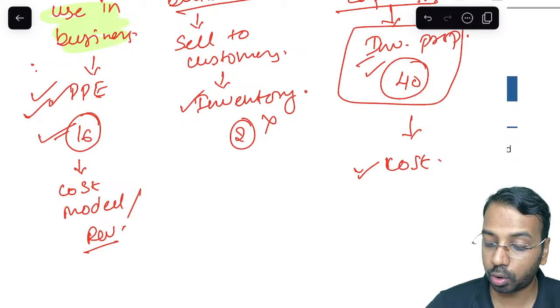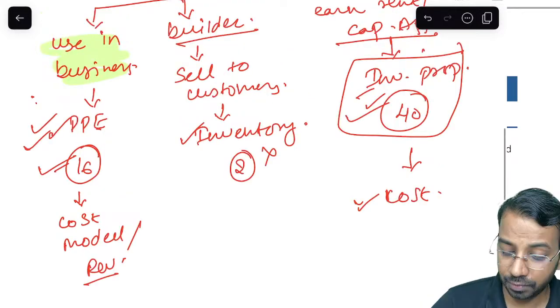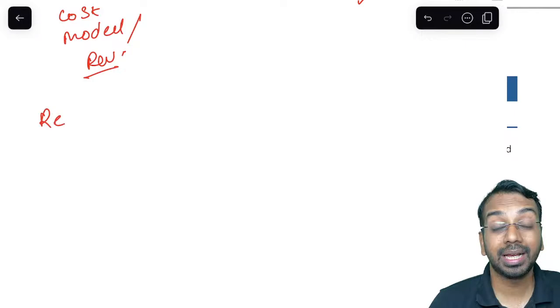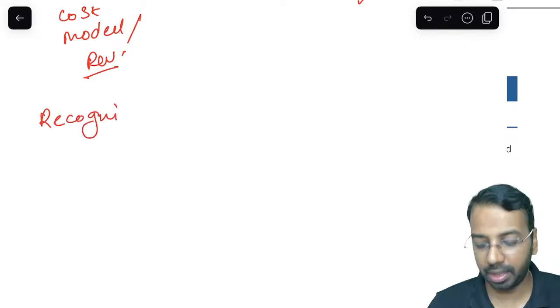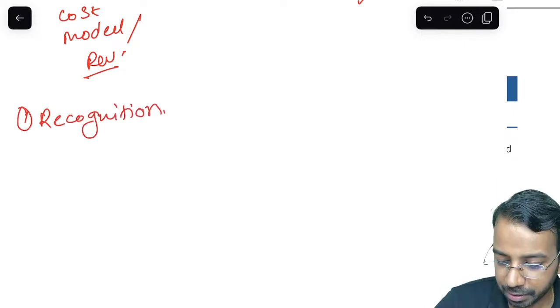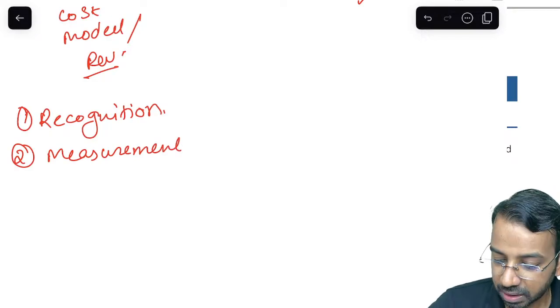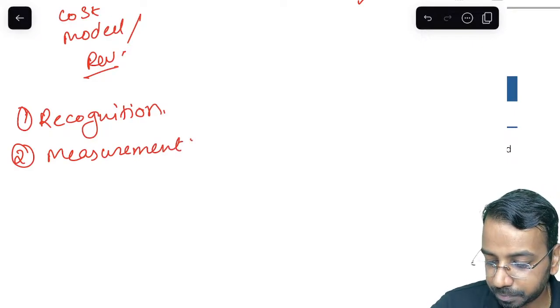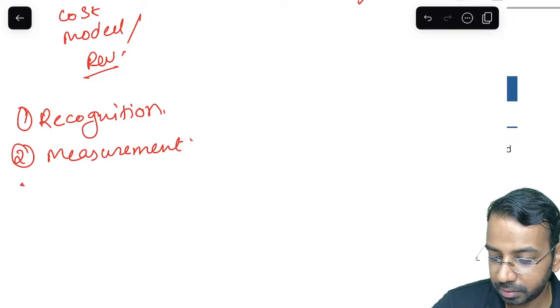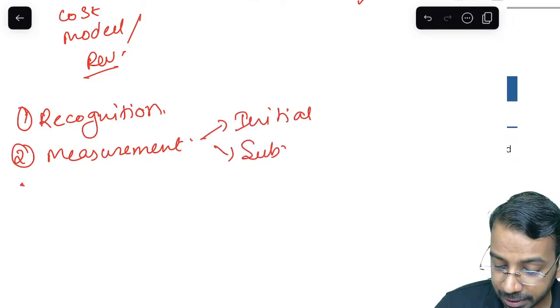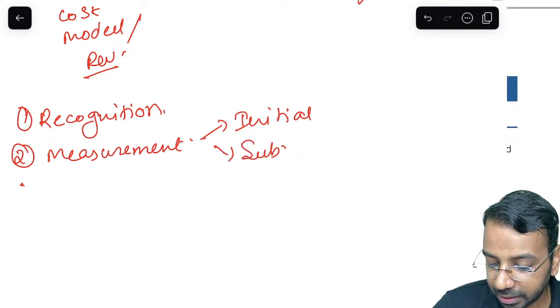Now, in all the three standards, we need to understand recognition. Recognition meaning, when do we recognize, when do we pass a journal entry? Then measurement. When we say measurement, at what value? Now this measurement can be initial and subsequent measurement. So recognition, measurement, then de-recognition.